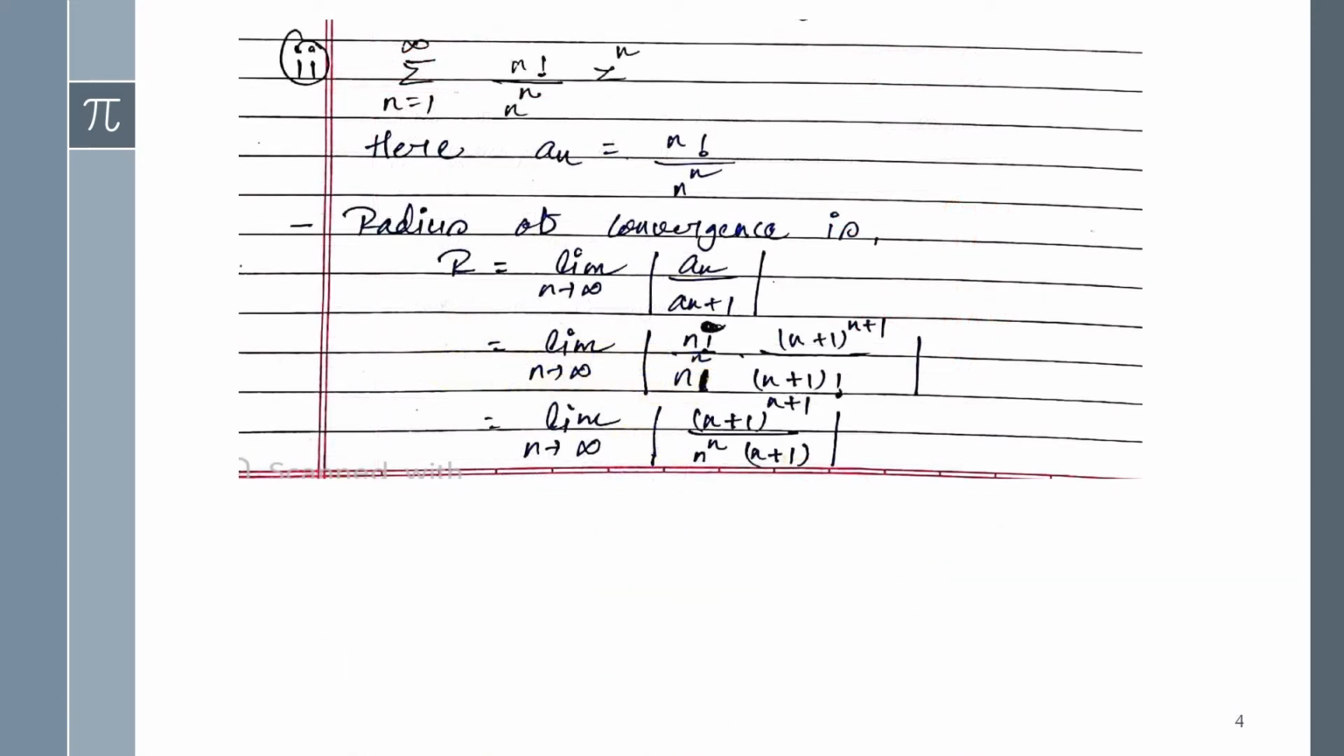Here it's given, second example. The question is given: summation n equals 1 to infinity, n factorial upon n raised to n, z raised to n. Okay, so first of all, from this equation you have to write a_n. So a_n will be n factorial upon n raised to n. Then applying the values of r, so r will be, as you know, limit n tends to infinity a_n upon a_(n+1).